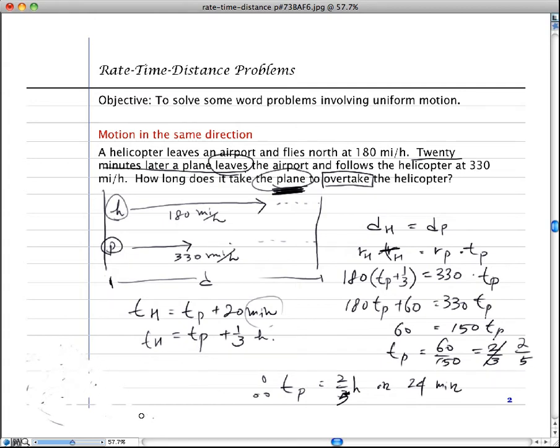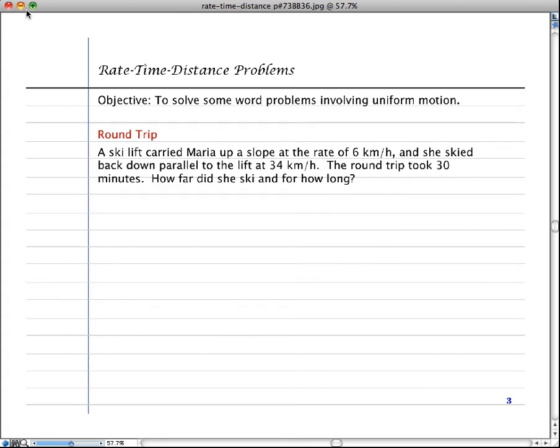Okay, guys? Thank you. A ski lift carried Maria up a slope at the rate of 6 kilometers per hour, and she skied back down parallel to the lift at 34 kilometers per hour. The round trip took 30 minutes. How far did she ski and for how long?